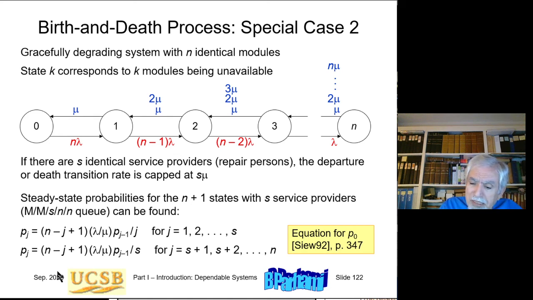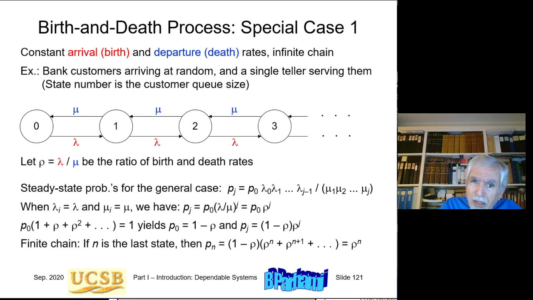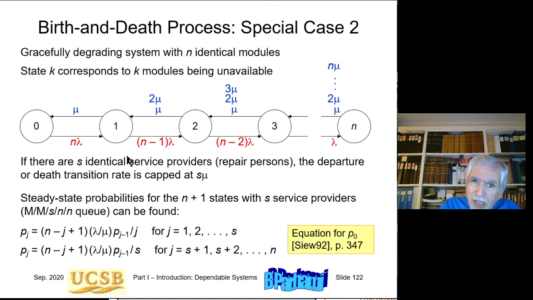Okay, in the previous example, the death rate is constant regardless of what the population is. So in the bank example, the arrival rate of the customers does not depend on how many customers are waiting in line. Okay, the service rate is also constant, but this doesn't have to be the case, and we can just define.